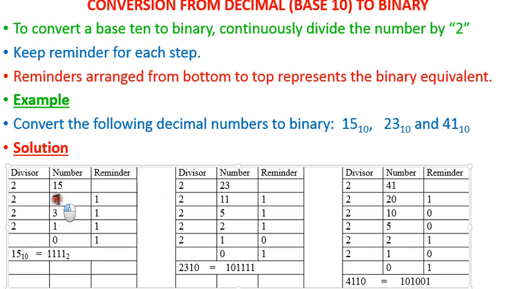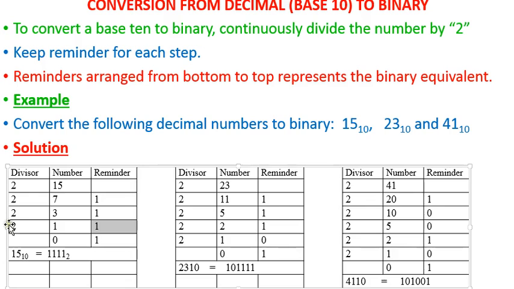Then I'll come and say this 7 divided by 2. If you do that, you see that 2 will enter 7 3 times, and 3 times 2 should be 6. So if you take 6 out of this, it will give you a remainder of 1. Then you come and divide this 3 by 2 again. 2 into 3 should enter 1 time, remainder 1.